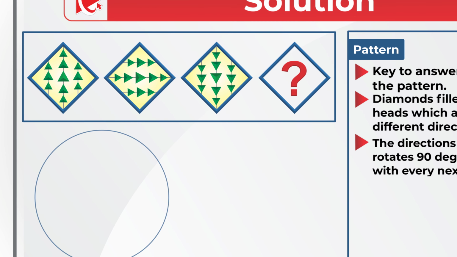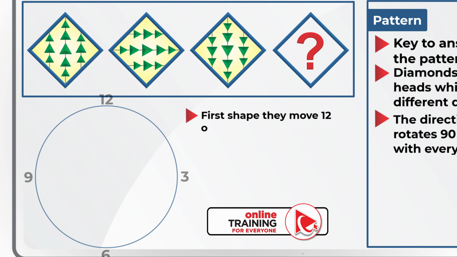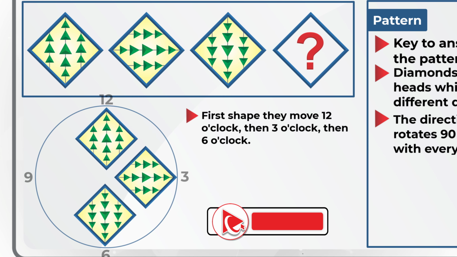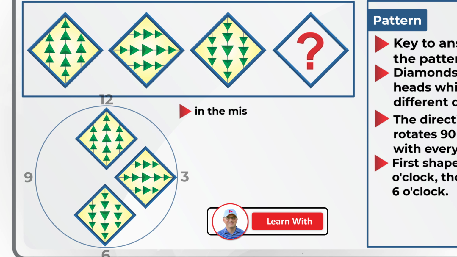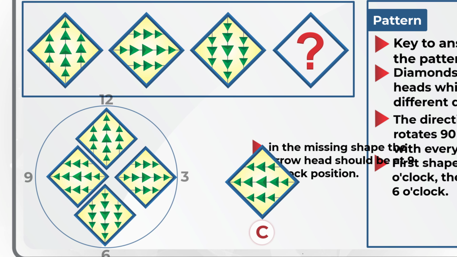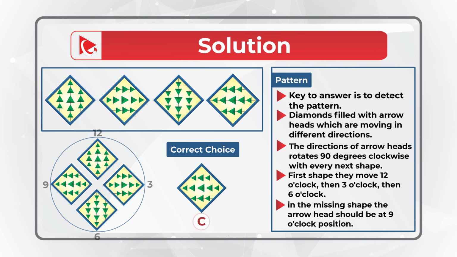For example, in the first shape, they move to the 12 o'clock position of the clock. Then they move to the 3 o'clock position, and then to the 6 o'clock. So if you detected this pattern in the missing shape, the arrowheads should be at the 9 o'clock position. Hopefully you've nailed this question and now know how to answer similar problems on the test.